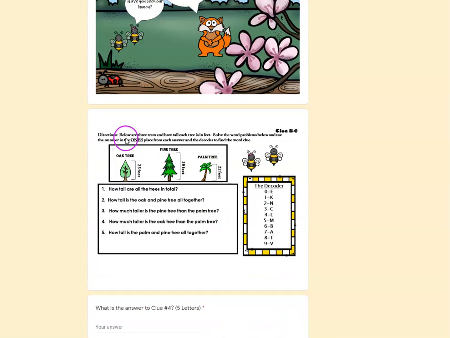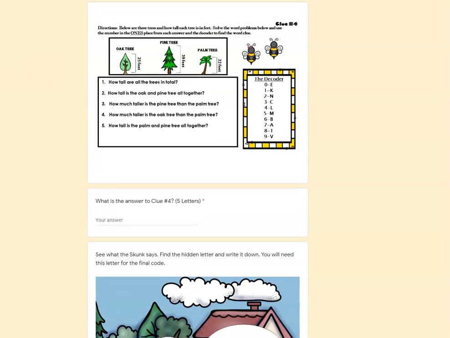Last one, it says, below are 3 trees and how tall each tree is in feet. Solve the word problems below and use the number in the ones place from each answer and the decoder to find the word clue. So number 1, it says, how tall are the trees in total? So you're going to add together 25 feet plus 39 feet plus 22 feet. And when you add that together, you get a total of 86. Well, the number in the ones place is a 6. So we're going to have B for our first letter.